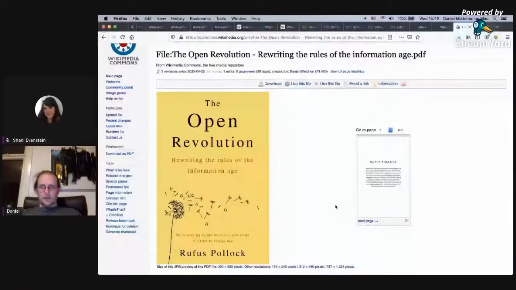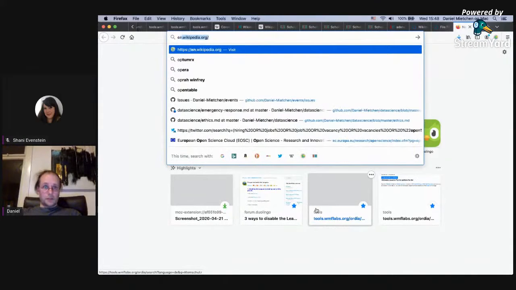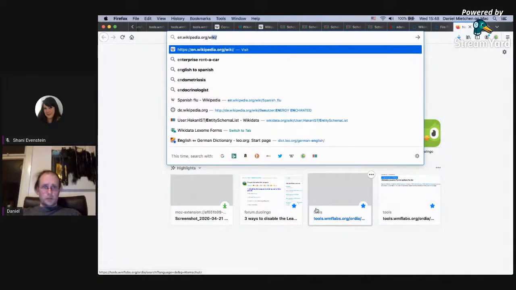Here is something I uploaded earlier today. There is a nice book on the matter. It's called The Open Revolution: Rewriting the Rules of the Information Age. It's an interesting book about openness, and there are lots of books about this, but this one is actually openly licensed so that we can use it on Wikipedia. That's one thing.